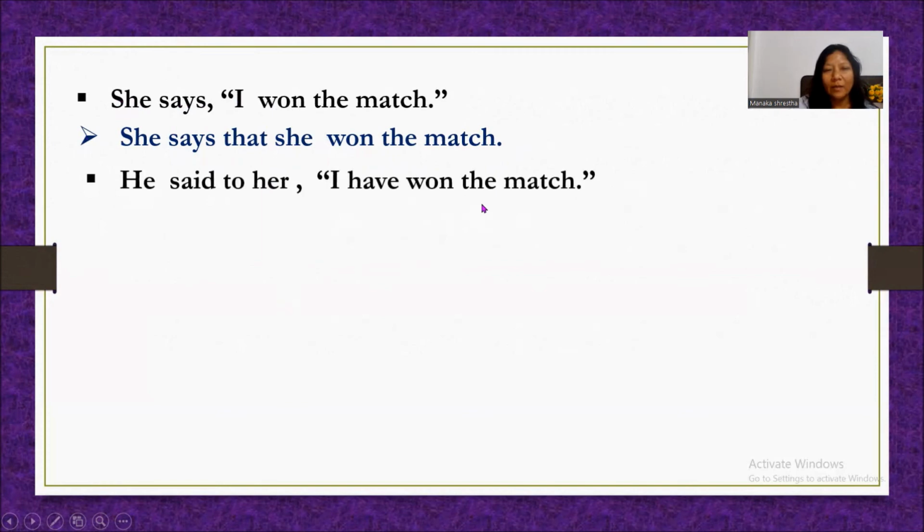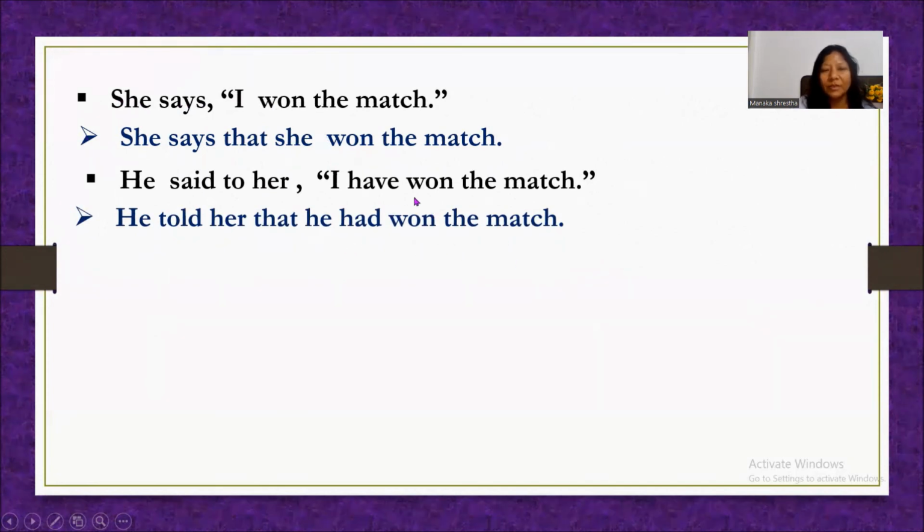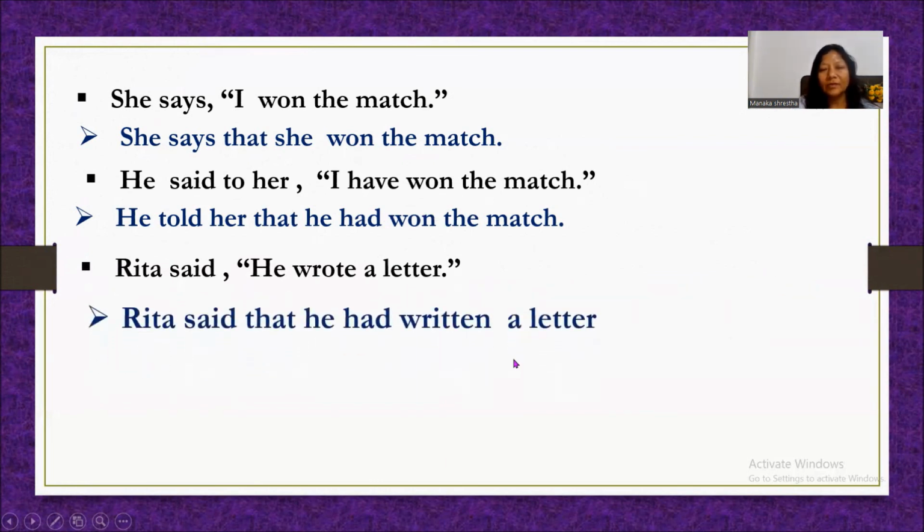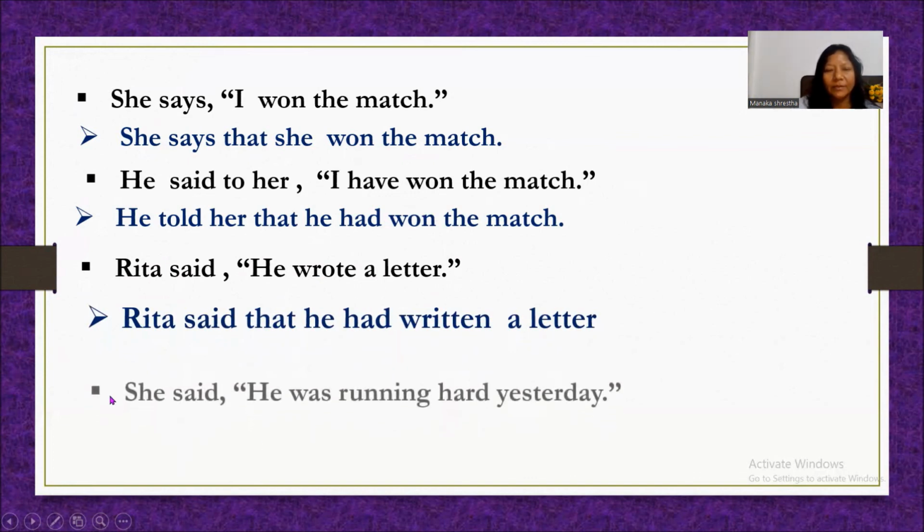He said to her, "I have won the match." Yes, he told her that he had won the match. Present perfect changes into past perfect because said is past tense. If the reporting verb is past tense, we change the tense of the reported speech. Okay, Rita said, "He wrote a letter." Rita said that he had written a letter. Simple past tense changes into past perfect.